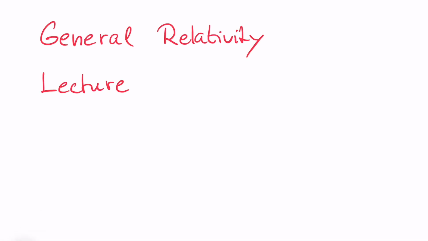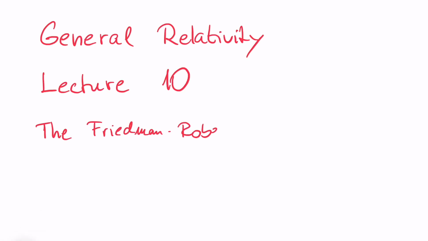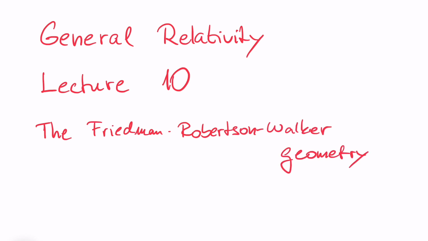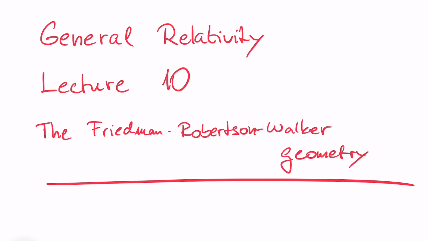General Relativity, Lecture 10. The Friedmann-Robertson-Walker Geometry. In this lecture, we review the basics of the description of our universe. The appropriate geometry goes under the name Friedmann-Robertson-Walker geometry. We actually start similarly to what we did so far.